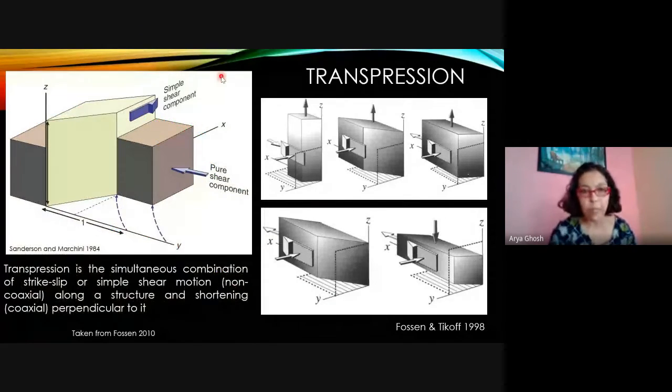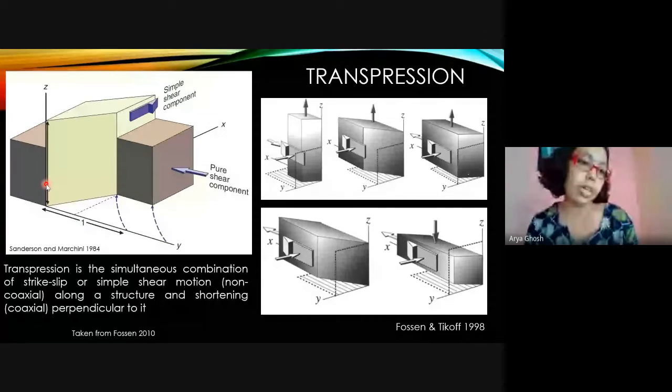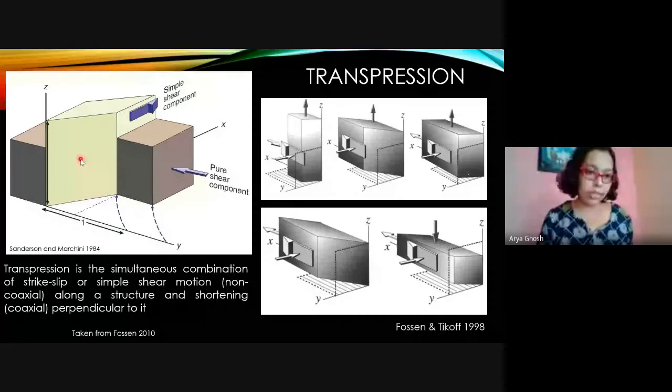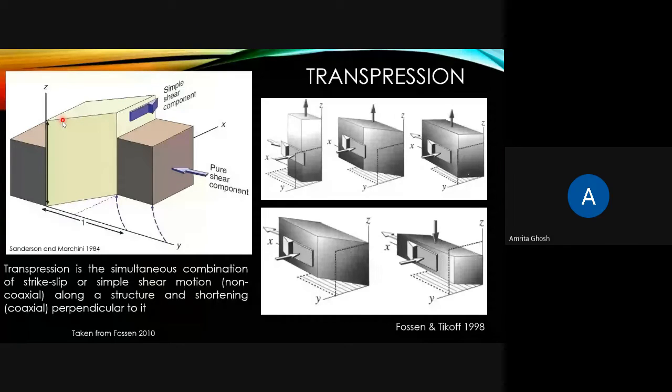Transpression is a scenario where simultaneously there is a strike slip movement, which is non-coaxial, and along with that there is a shortening component which is pure shear and coaxial. This can be represented by this block, which is the explanation of Sanderson and Marchini in 1984. In this one we can see that there is a strike slip component.